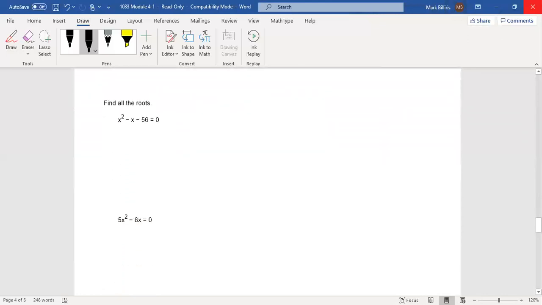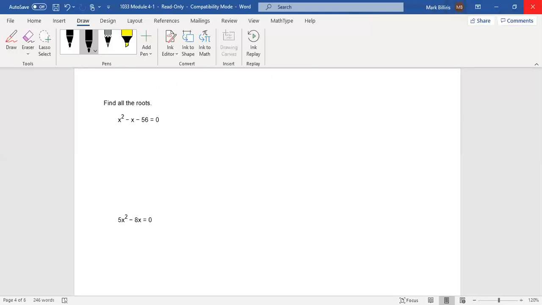So next we're going to find roots. So what are roots? Roots are the solutions to an equation, in this case, a quadratic equation. So in quadratic equations, for this particular unit, we're just going to use factoring to solve.